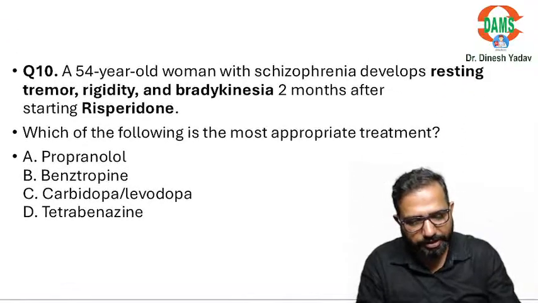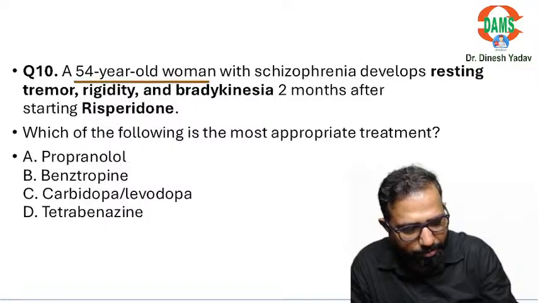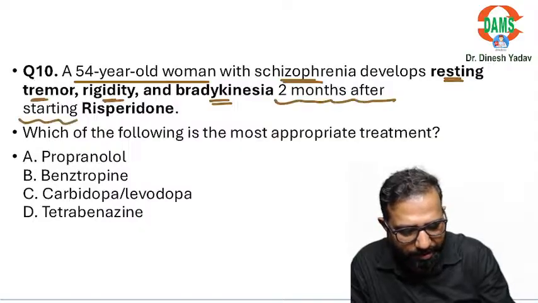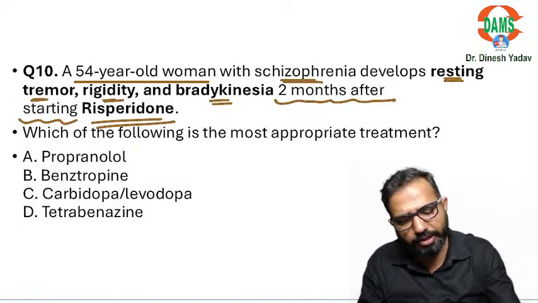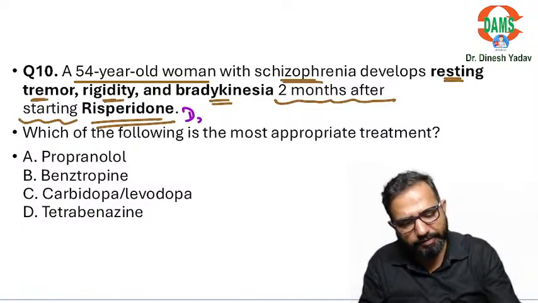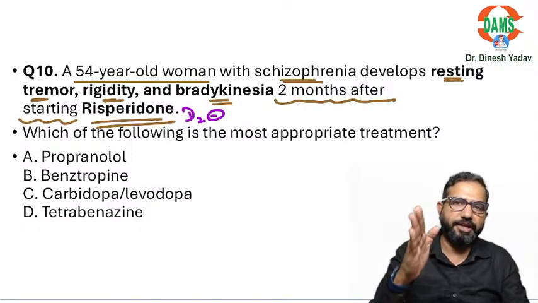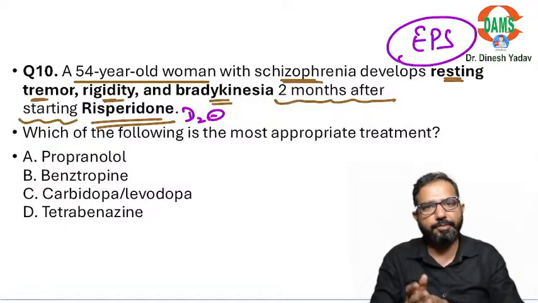Okay, let's see the next question. A 54-year-old woman with schizophrenia developed resting tremors, rigidity, bradykinesia 2 months after starting risperidone. Risperidone is an atypical antipsychotic, but it has D2 blocking property. So there is risk of resting tremors, rigidity, bradykinesia. These are extrapyramidal symptoms.